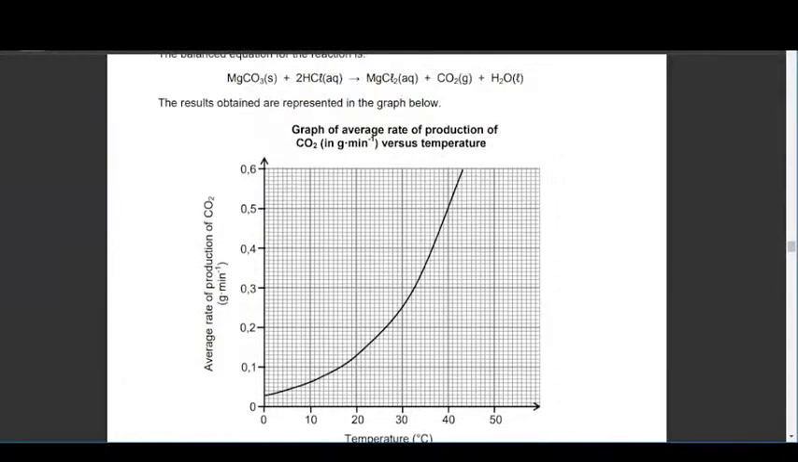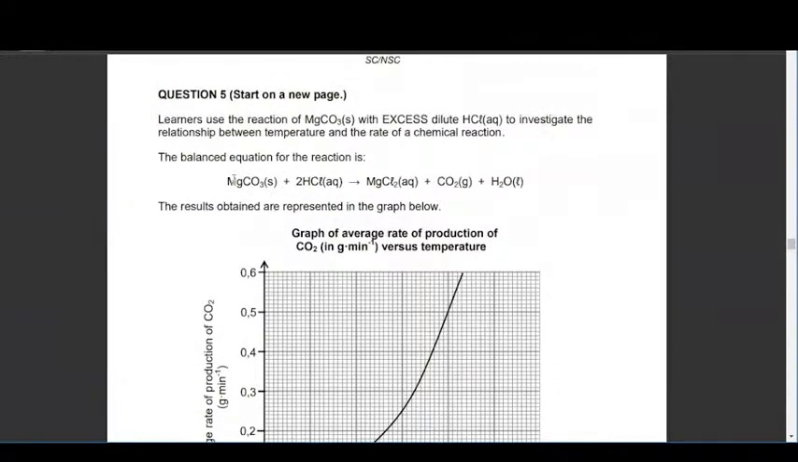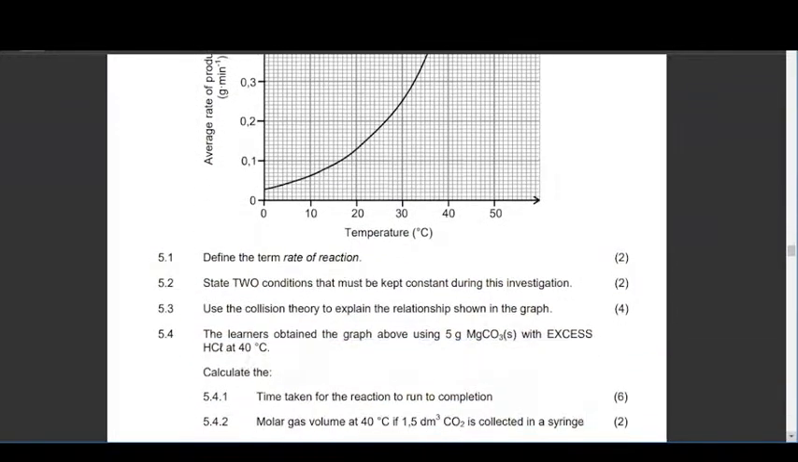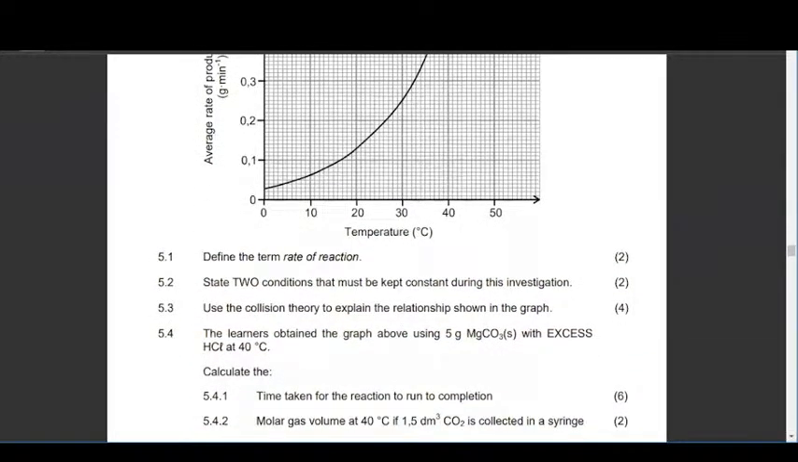Since we are using a solid here, so pressure might not work out. So we can talk about the surface area. The surface area, meaning that whether they are grains or it's granules or fine. Yes, surface area. And then you can also talk about the concentration of the reactants. So basically, concentration is a good answer, and also surface area, then concentration.